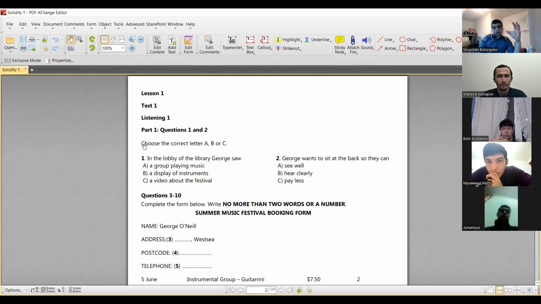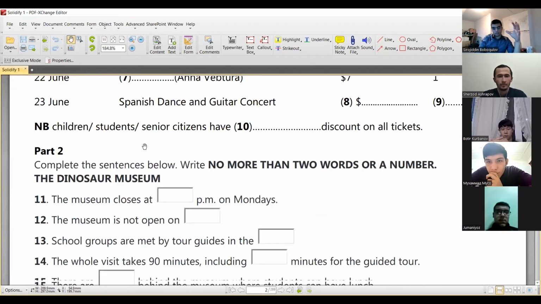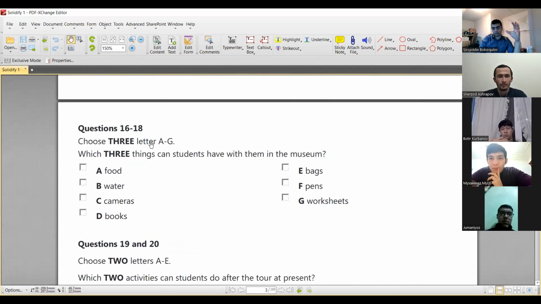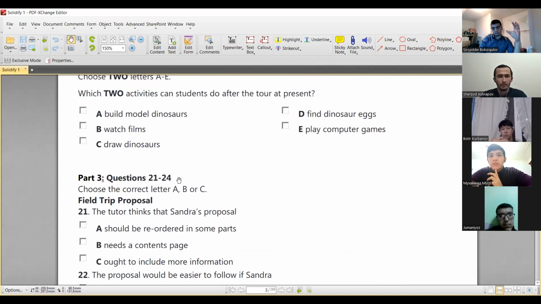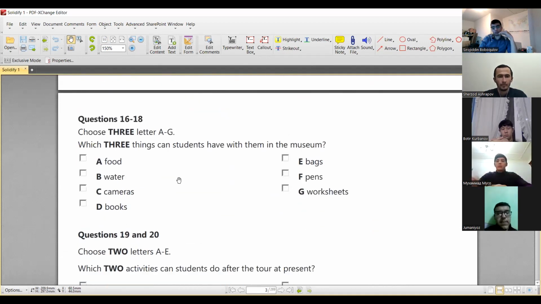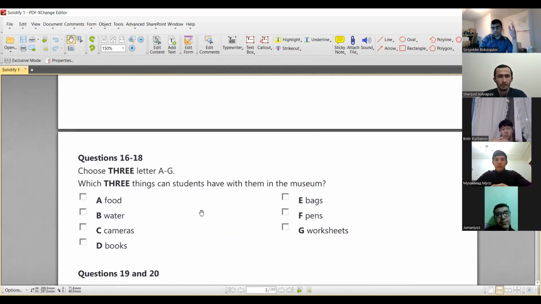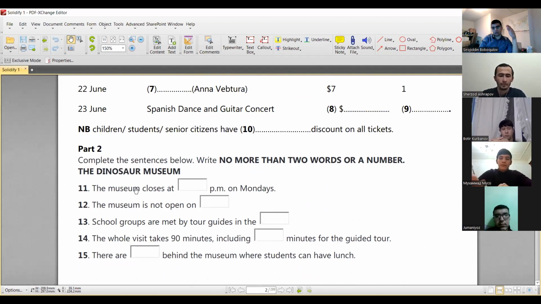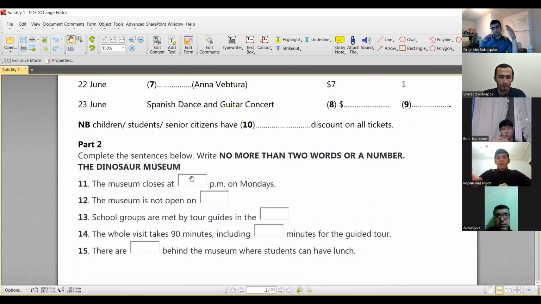So the first task 2 we'll be doing, there is going to be not multiple choice, unfortunately, but we have 3 multiple choice questions, and then multiple choice questions with 7 options, and then we have got part 2, fill in the gaps. Okay, we'll be doing this one.